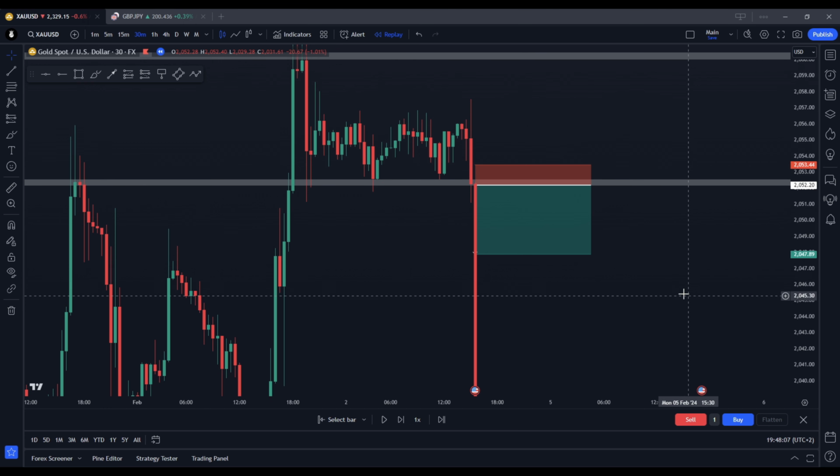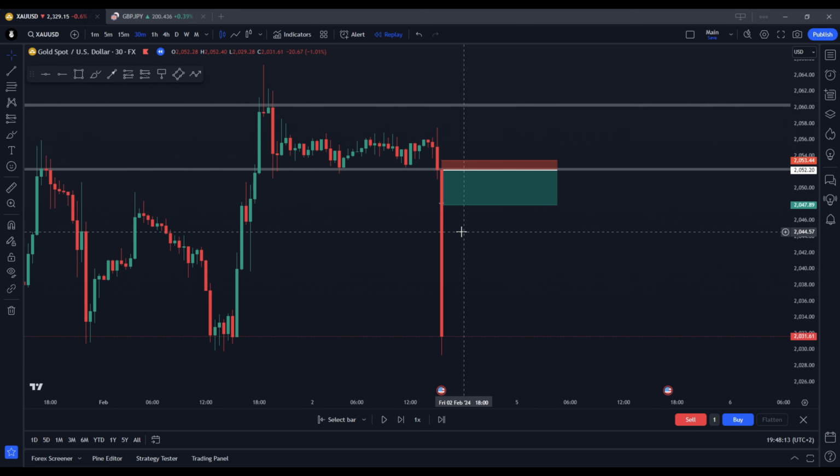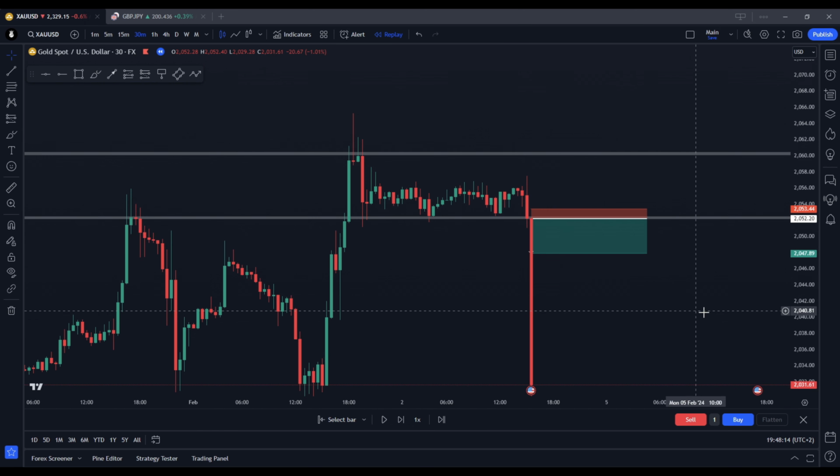You can see that this was a type B and we closed below support and we had this continuation to the downside. I do feel like there was some sort of news involved in this move, because for a candle to be this big, there must be some sort of fundamental impact. This is a 200 pip candle, but all in all, fantastic move.